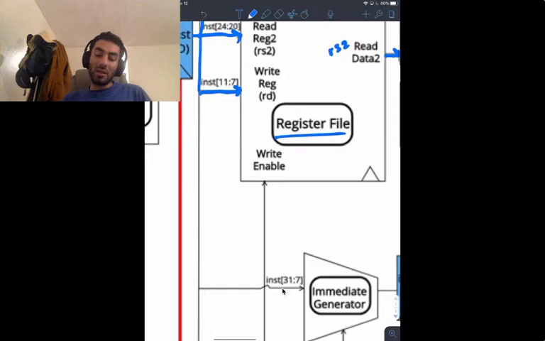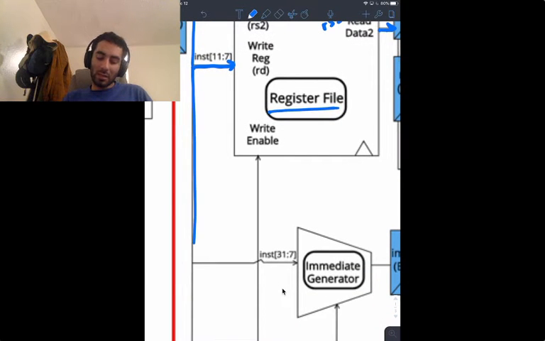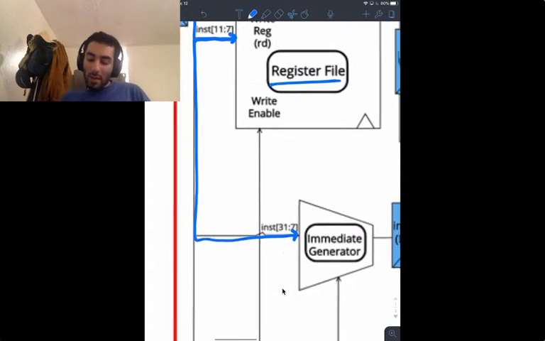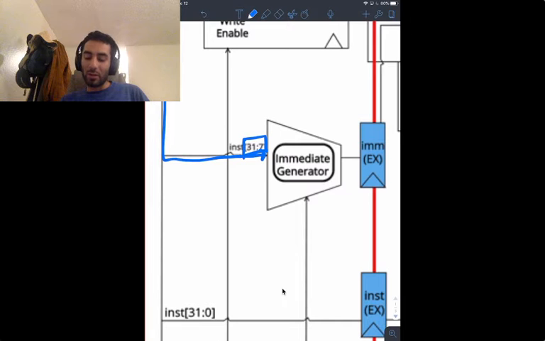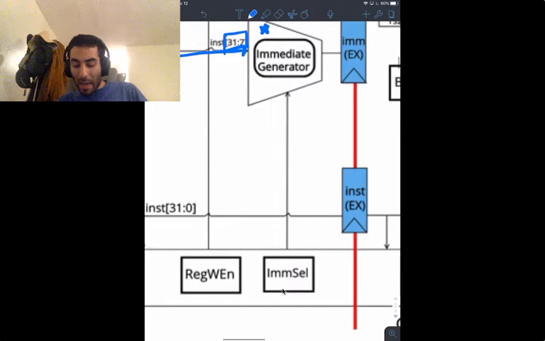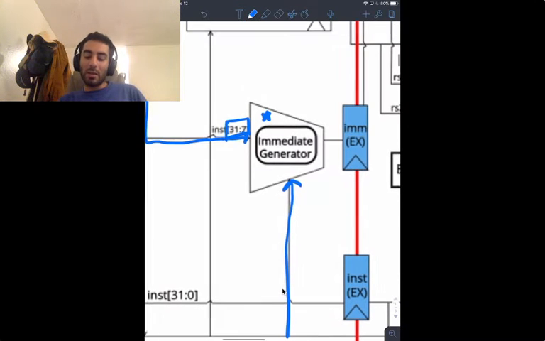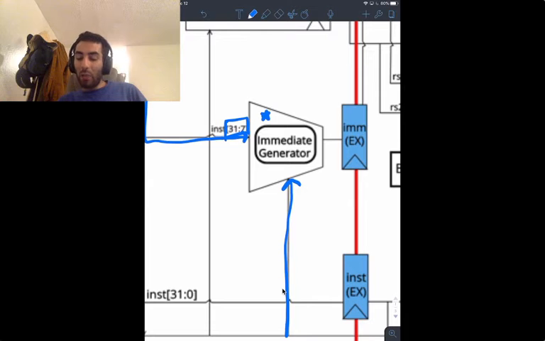Okay. In addition, you can see that the entire instruction gets fed into here, which is the immediate generator. So if you look at the RISC-V instruction formats, you'll see that the immediate is always somewhere between the 7th and the 31st bit. So therefore, this is also an abstraction. This little immediate generator over here basically takes the immediates that you care about, and depending on this signal right here, the immediate select, which is basically telling it what kind of instruction we're using, it will generate the appropriate immediate that we might use later.